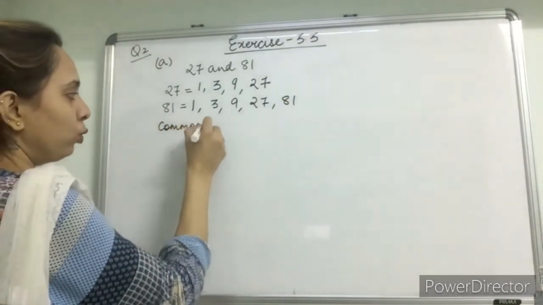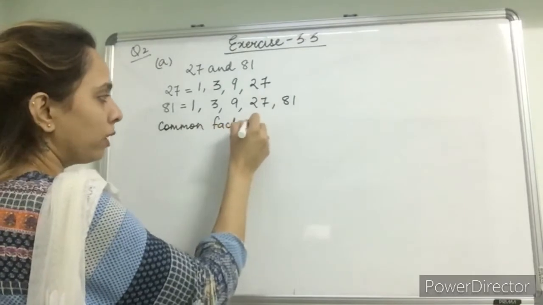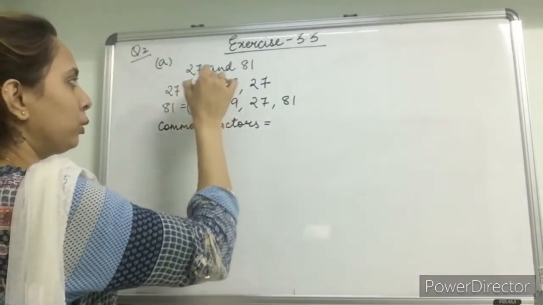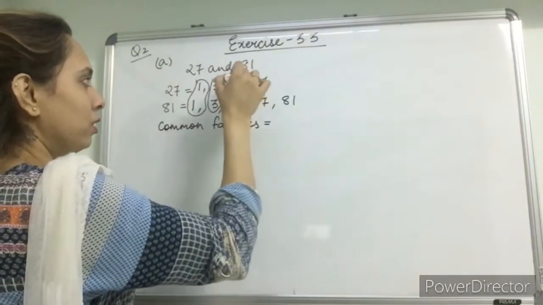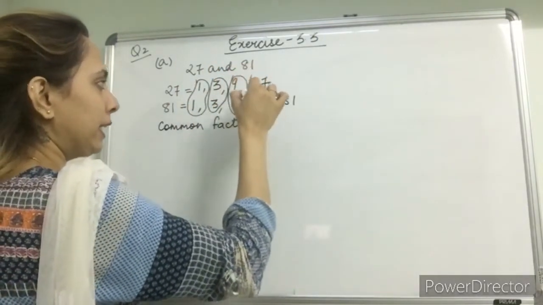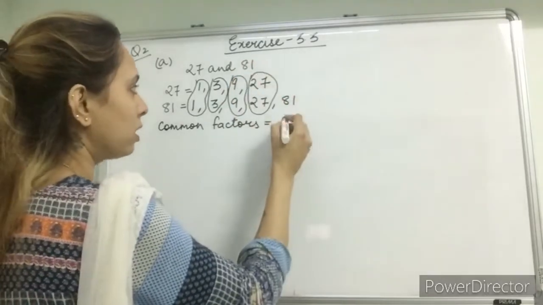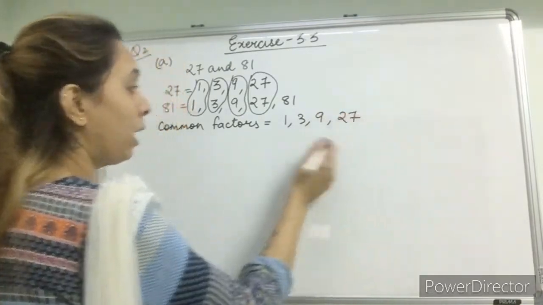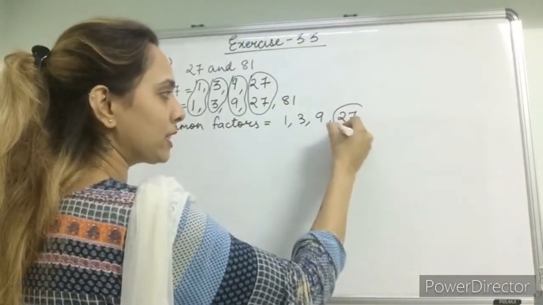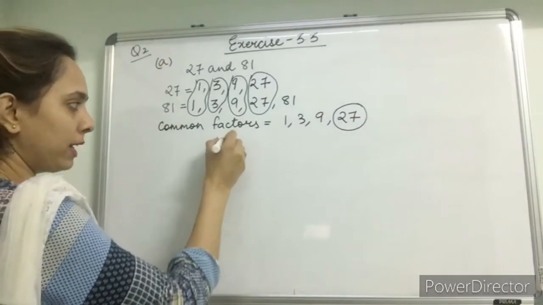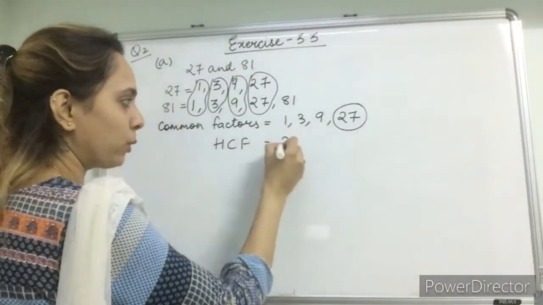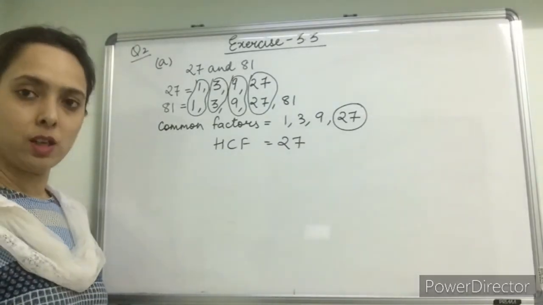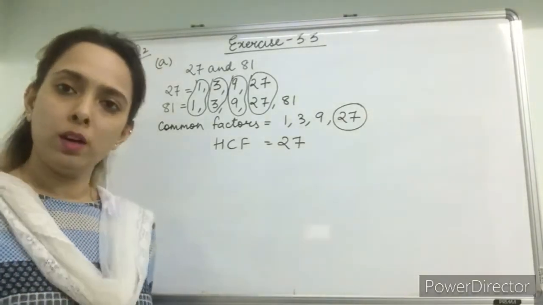You are going to do your work in this way. First you will write common factors. Then you will circle all the common factors using a pencil so that it looks neat and clean. So these all are common factors: 1, 3, 9, 27. Among these common factors, 27 is the highest number. So HCF is 27. So 27 is the highest common factor. In this way you are going to do question number 2.